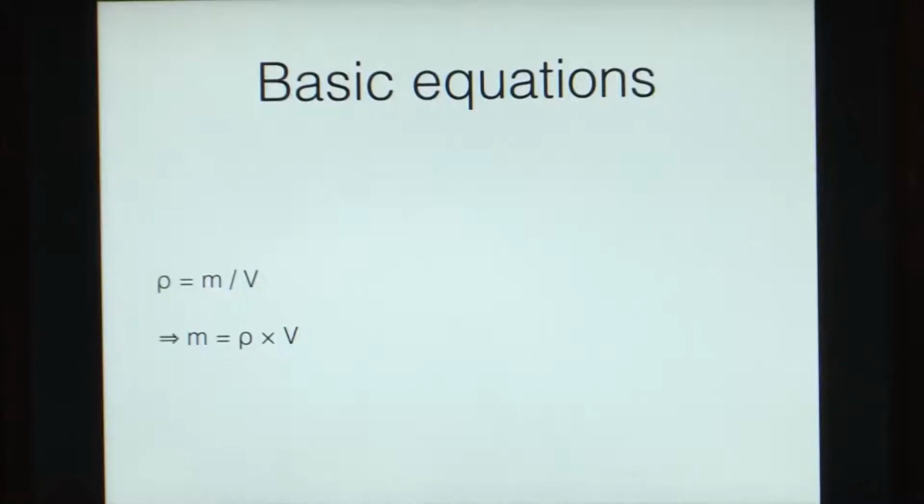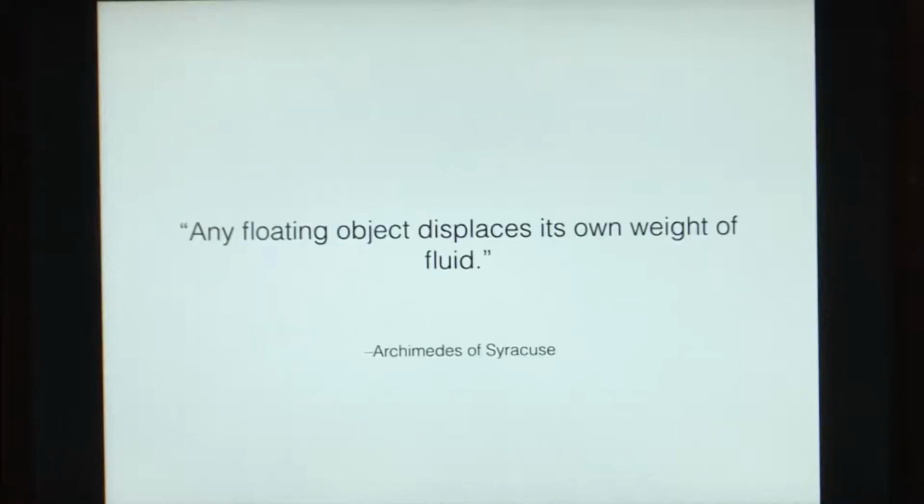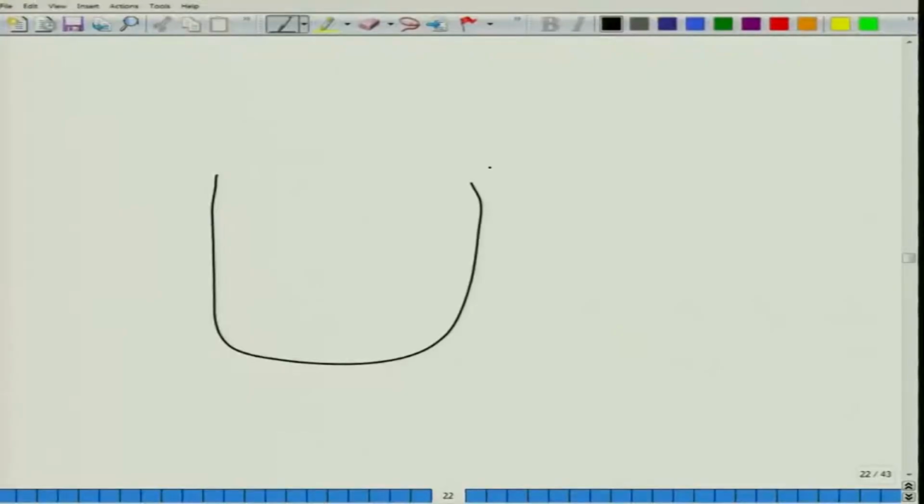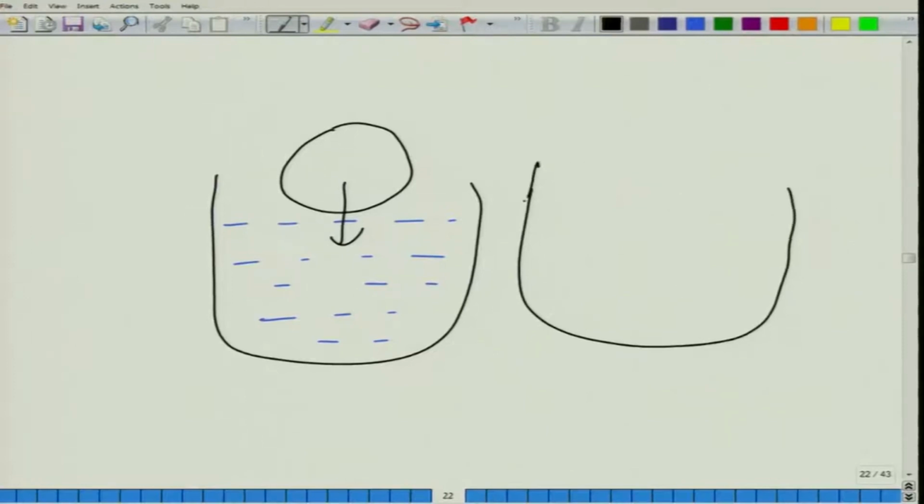So, how do we calculate the density of any given sample? We might use the Archimedes principle, which states that any floating object displaces its own weight of fluid. What does that mean? Suppose we take a container and fill it with water, and then we put a sample inside it. When the sample is floating, you have a situation like this. So, here you have your floating sample.